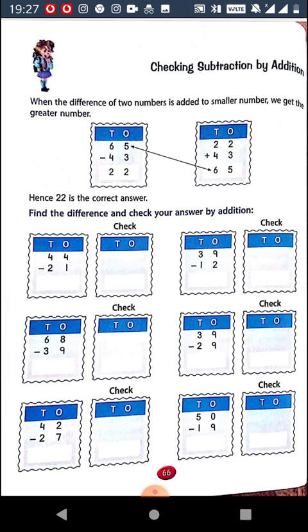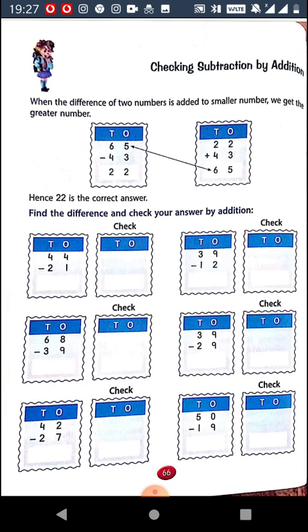We can check the answer of subtraction in two ways: checking subtraction by addition and checking subtraction by subtraction. First I will explain how we check subtraction by addition. That means when we subtract one number from another, we get the answer. So how do we check whether the answer is correct or not? First we will do it by checking subtraction by addition.